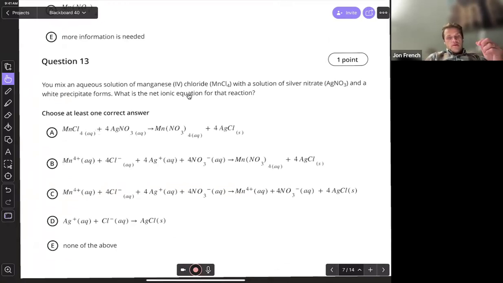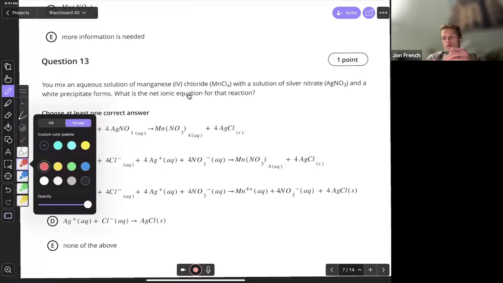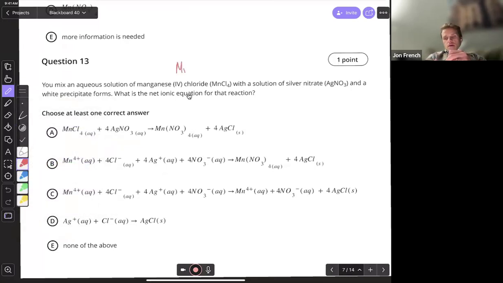All right, we mix an aqueous solution of manganese(IV) chloride with a solution of silver nitrate, and a white precipitate forms. What is the net ionic equation? Two possible products we can make in this reaction are manganese nitrate and silver chloride. All nitrates are always soluble, so that's going to be our spectator ion.